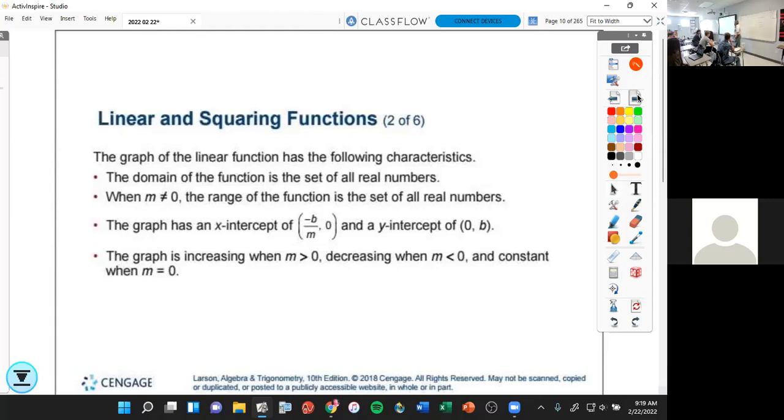All real numbers, okay? The intercept occurs at negative b over m, 0. That's the x-intercept. The y-intercept is at 0, b. If the slope is positive, the line is going up, so it has a positive slope. If m is negative, the line's going down. Okay. When m is 0, we have a constant.